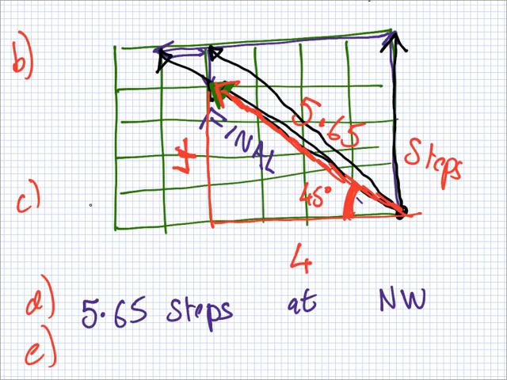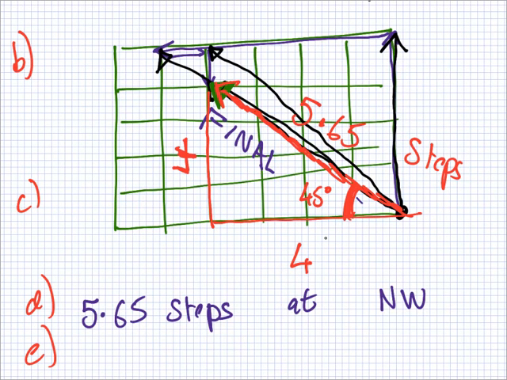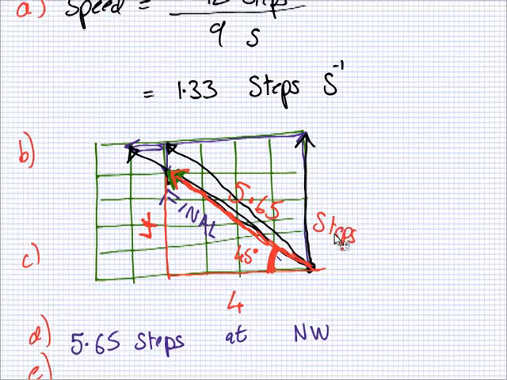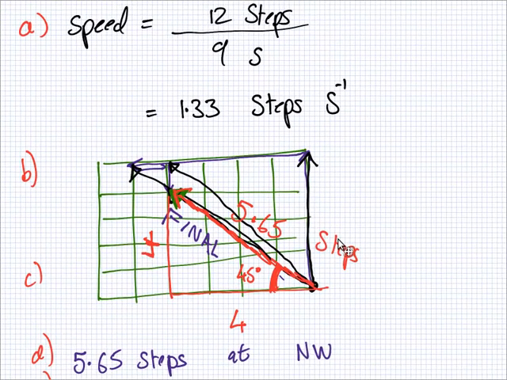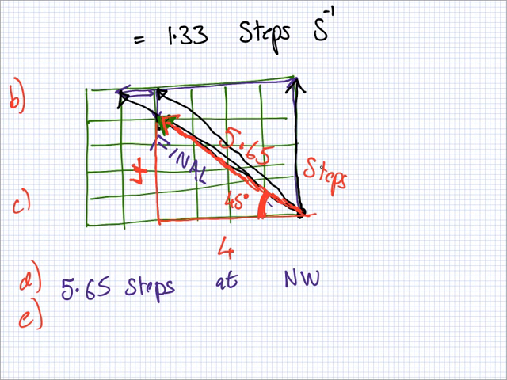Last part. What is his average velocity? Alright, so what's his velocity here? You see, that's not the same thing as the speed. What did we get for speed? I think we said speed is, there it is, 1.33 steps per second. Is that his velocity? No. What's his velocity?